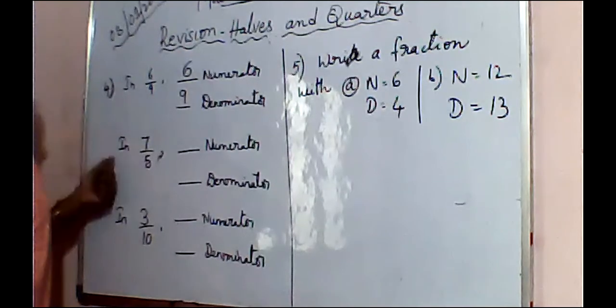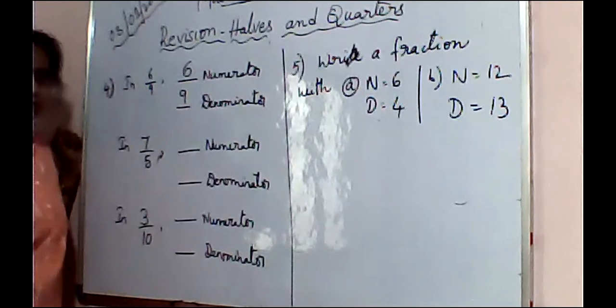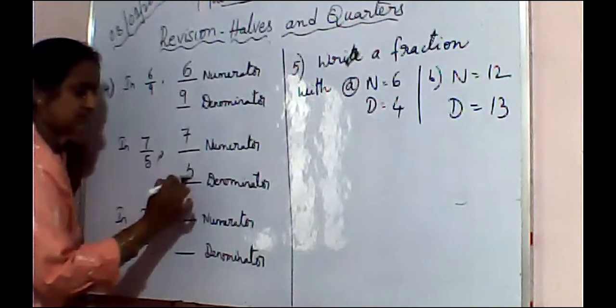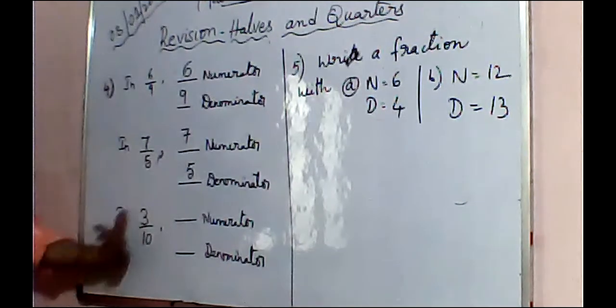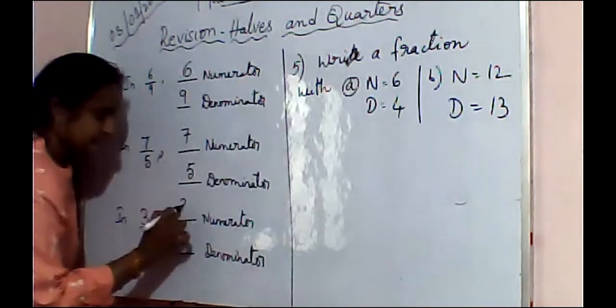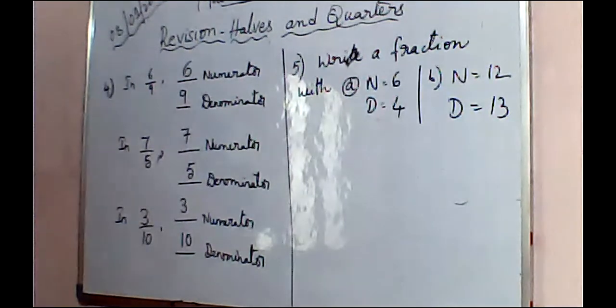Now, in 7 by 5, tell me what is the numerator and denominator? 7 is the numerator, 5 is the denominator. Next, in 3 by 10? 3 is the numerator, 10 is the denominator. Very good.